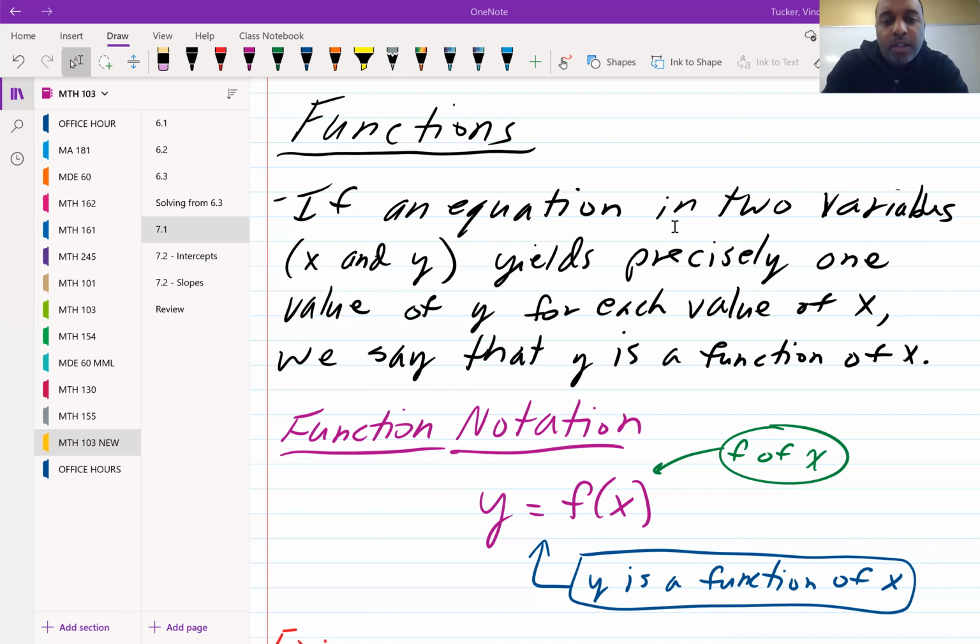All right, so that takes us into function notation. y is equal to f of x. f parentheses x is the same; the way you say that is "f of x." And that means y is a function of x.